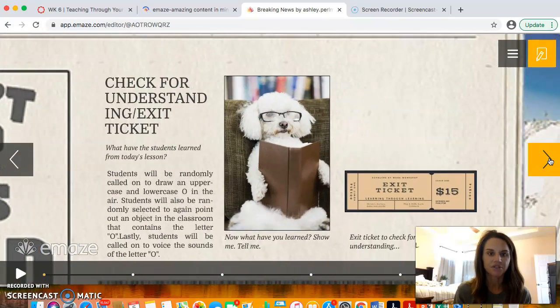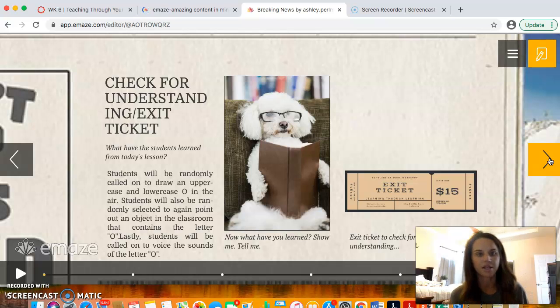And then for check for understanding and their exit ticket, basically we just want to see what the students learned from today's lesson. So students will be randomly called on to draw an uppercase and lowercase o in the air. Students will also be randomly selected to again point out an object in the classroom that contains the letter O. Lastly, students will be called on to voice the sounds of the letter O.